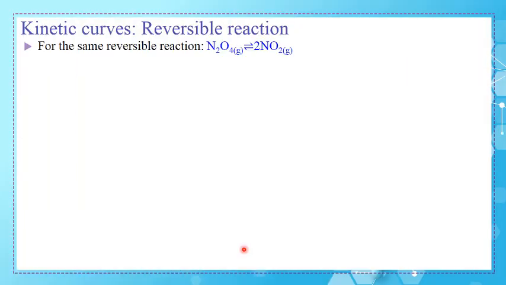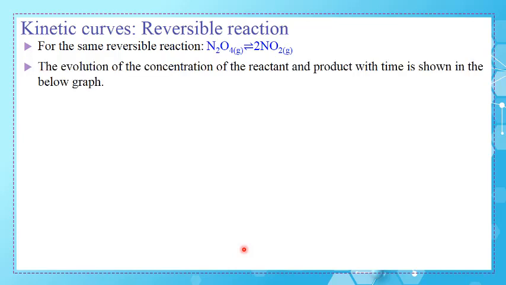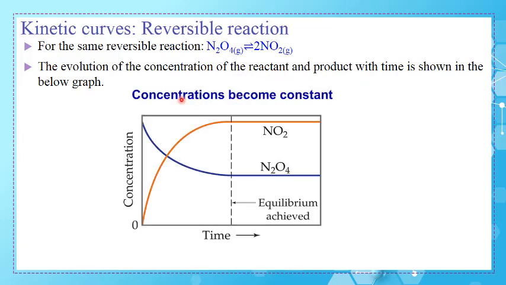Now, for the same reversible reaction considered in the previous slide, the evolution, meaning the variation of the concentration of the reactant and the product with time, is shown in the graph below. Look, N2O4 is a reactant, so at time 0, its concentration is maximum, and it decreases, as you saw in kinetics, to reach a constant value. So at that time, this is equilibrium. There is no more change in the concentration. The concentration of this reactant, N2O4, becomes constant.